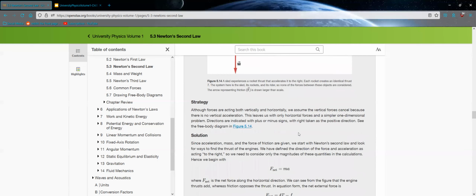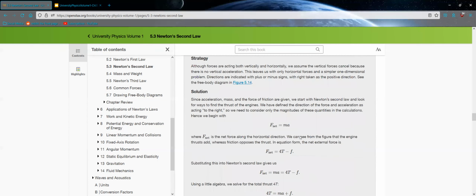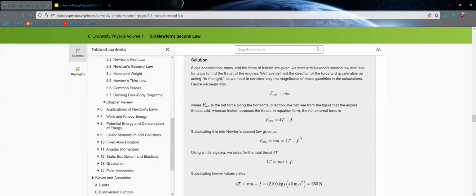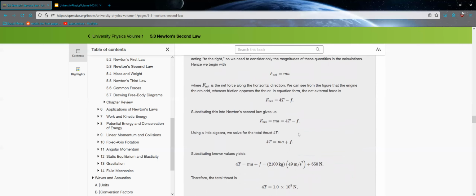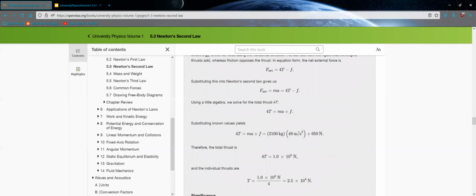How do I figure out the total force? Well, F equals ma, because I know my acceleration and I know my mass. Lucky for us, this is pretty easy to solve, right? Because your mass and your acceleration are knowns, m and a, right? And the total force as shown here is the thrust of the rockets subtracted away from the force of the friction.